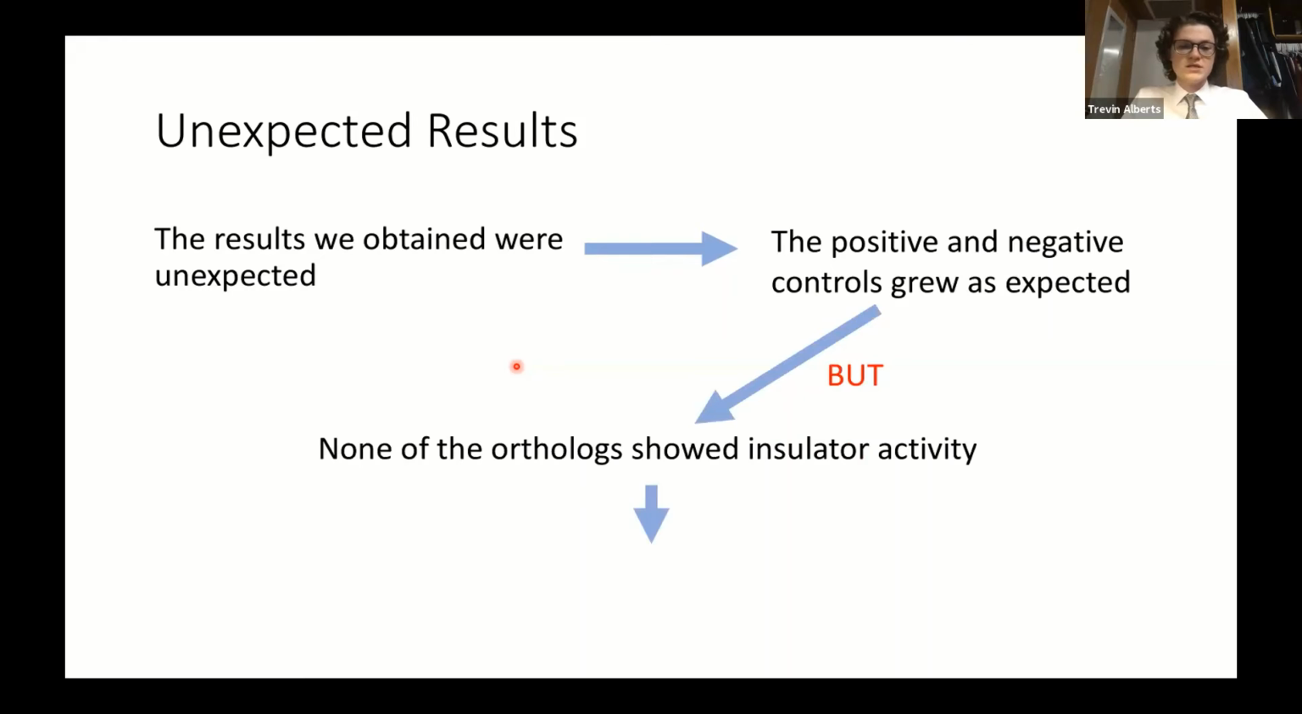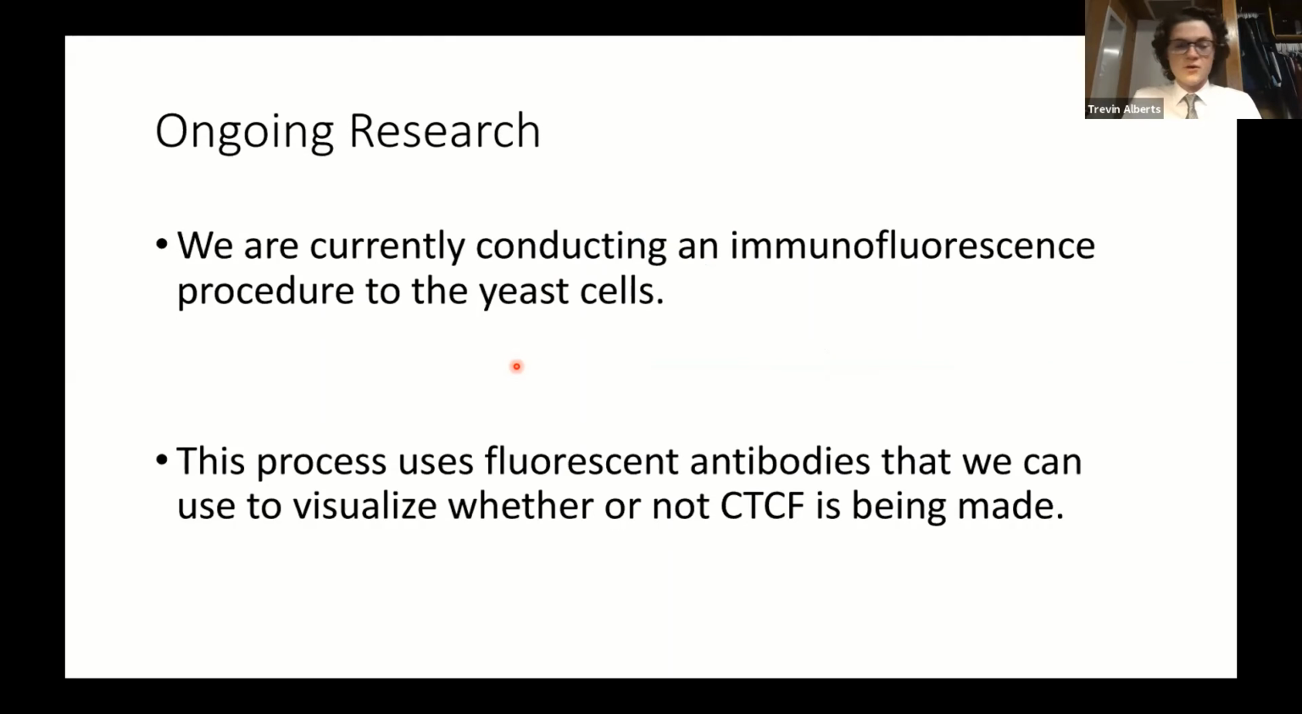So where do we go from this? We ask the question, is CTCF actually being expressed or made in these experiments? Because if it's not, obviously that cell is not going to have that insulating barrier. So that's what we're doing now. In the lab right now, we're performing some ongoing research. We are currently conducting an immunofluorescence procedure on the yeast cells. By doing this, we use fluorescent antibodies that we can attach to what we're looking for with fluorescent tags. And we're able to look at these under a special kind of microscope and detect where the things we have tagged are.